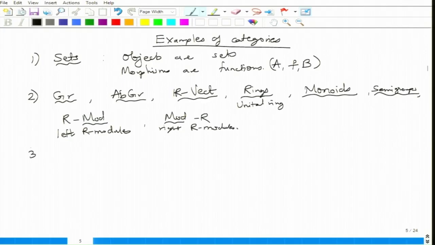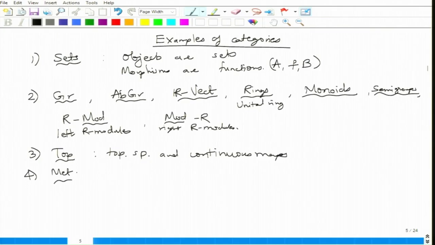Okay, and in a similar way, you can have this category Top. This is the category of topological spaces and continuous maps. Then you can have a fourth one, metric spaces and Lipschitz continuous maps. So there is something to verify here, that the composition of two Lipschitz continuous maps is again Lipschitz continuous. When I say topological spaces and continuous maps, what is the definition of a continuous map? Inverse image of an open set is open. So verify that.